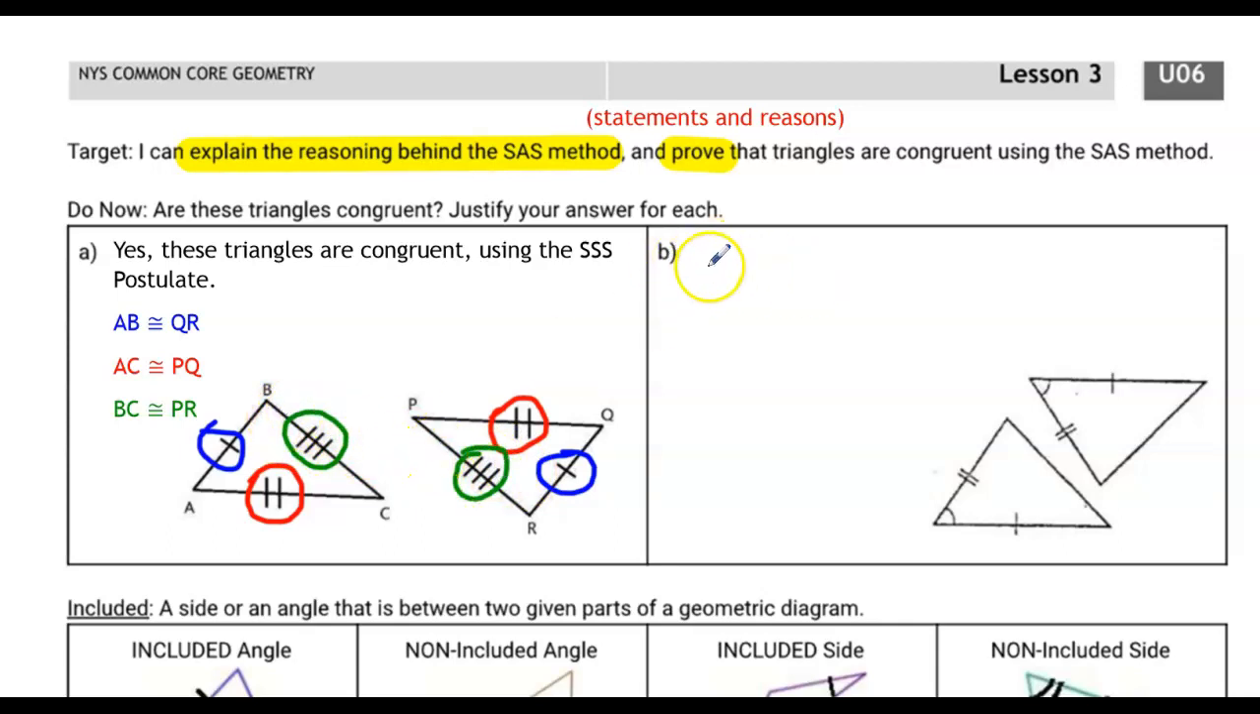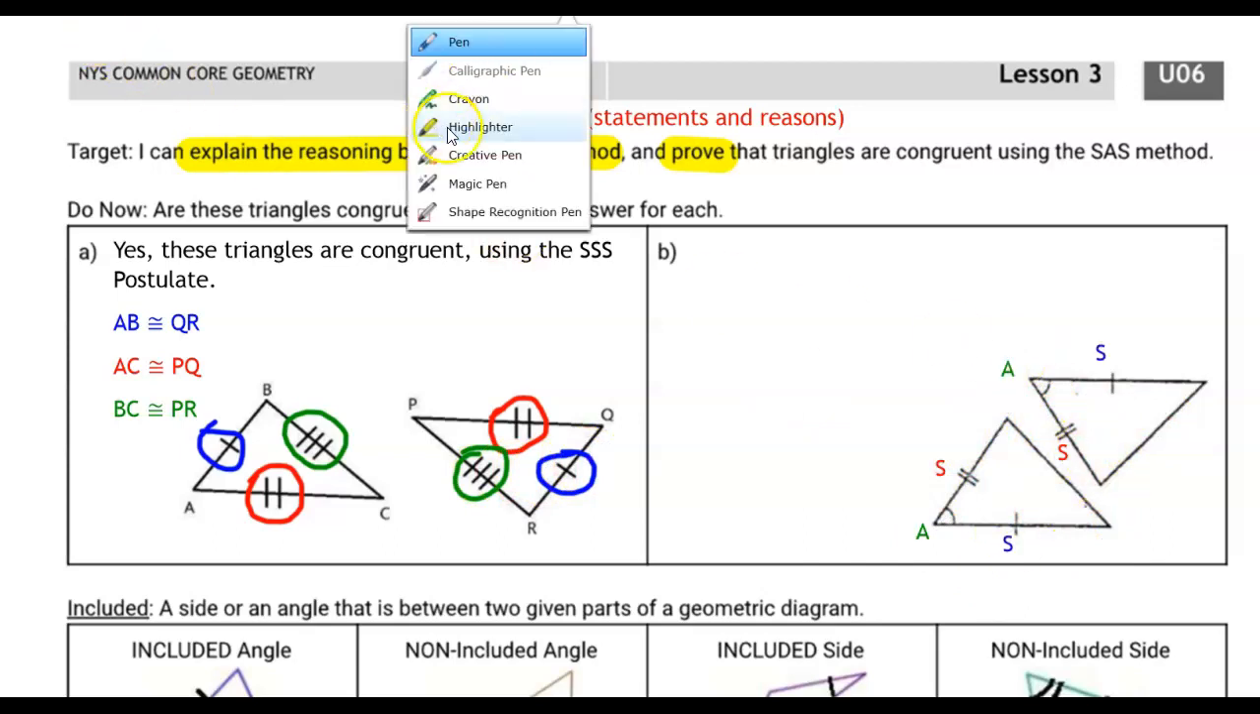In letter B, for the do now, we have 2 hash marks here, 2 hash marks here, and we have 1 hash mark here, 1 hash mark here, but then we have an angle that's in between them. So instead of using the SSS postulate, which is side, side, side, this doesn't look like that. It looks like something else.